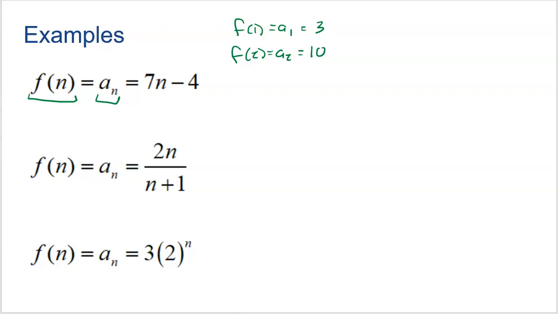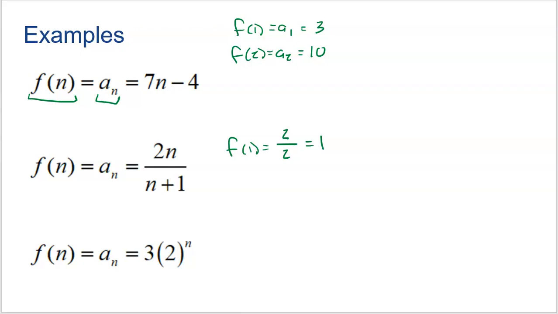There you go. All right, here's another example, a little bit more complicated. It's got some multiplication, some addition, and a division. But again, same basic idea. How do I find the first term? Plug in 1. 2 times 1 is 2 in the numerator. 1 plus 1 is 2 in the denominator. So I'm going to get 1 as my overall value.